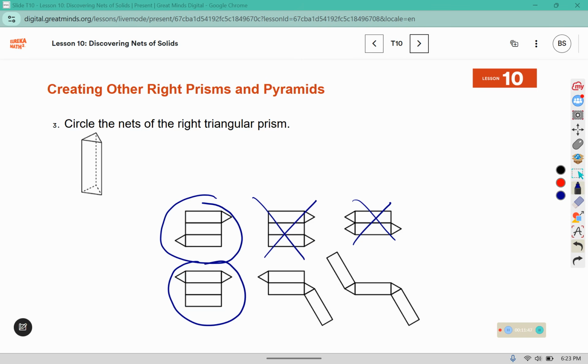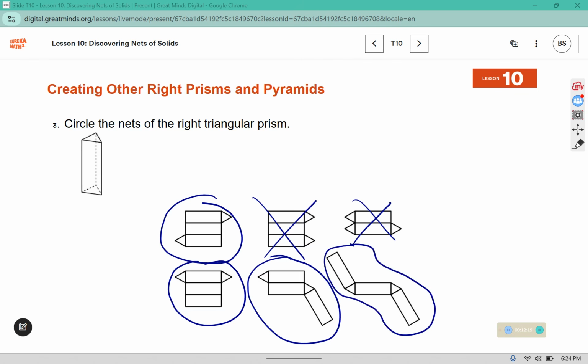These two are a little different. Try to visualize folding them up in your brain, or try cutting it out and folding it with paper. Would these two form the triangular prism? Yes. And yes.